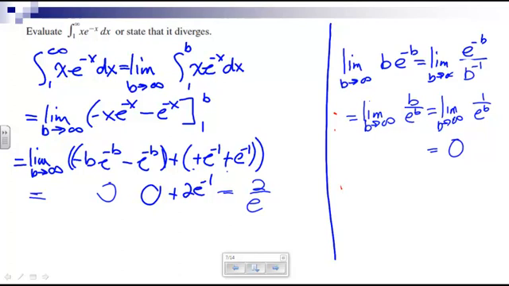Hey, that limit exists. Because the limit exists, we say that the integral that it came from converges. They just want to know, does it converge or diverge? Sorry, evaluate it: it's equal to that, and it's convergent. If we ended up not getting a limit that made sense, then we would have said it's divergent.